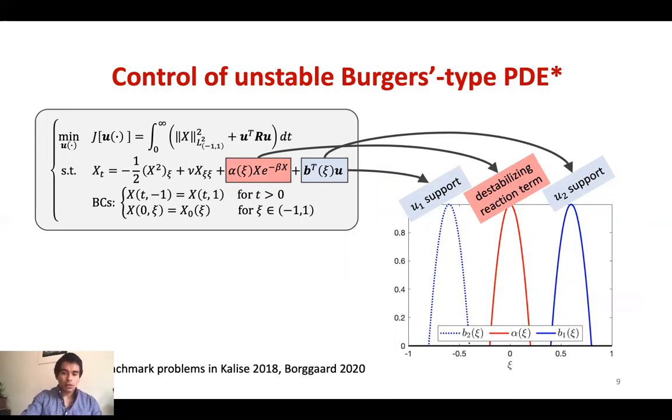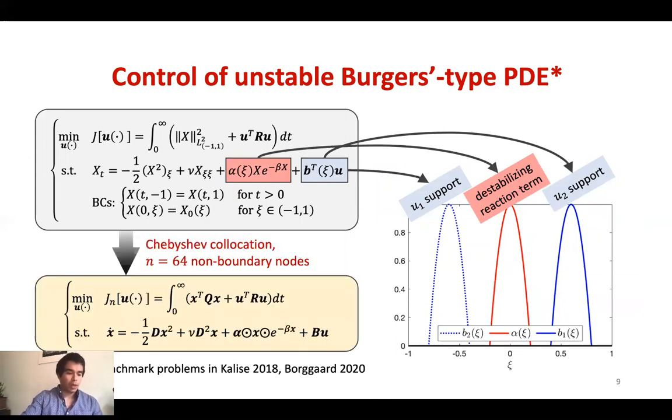We'd like to transform this into a system of ODEs, and we do that by Chebyshev collocation. Here we'll use 64 nodes because you need a lot in order to resolve the dynamics. But also you can see now we have a 64-dimensional optimal control problem. Now that's quite large, but we'll see that these methods are actually able to handle it.